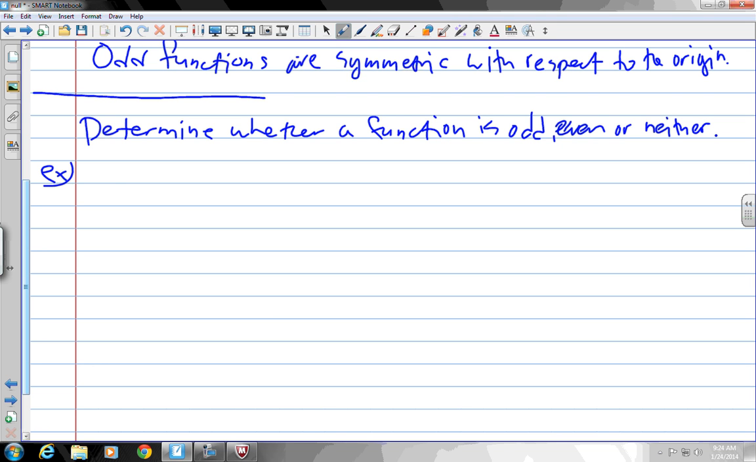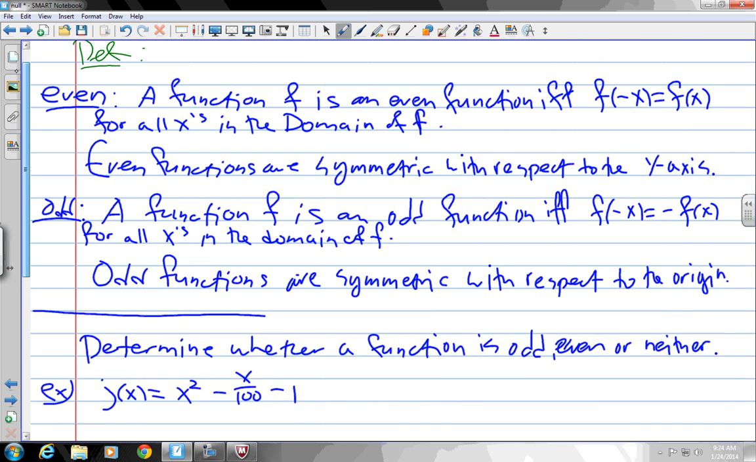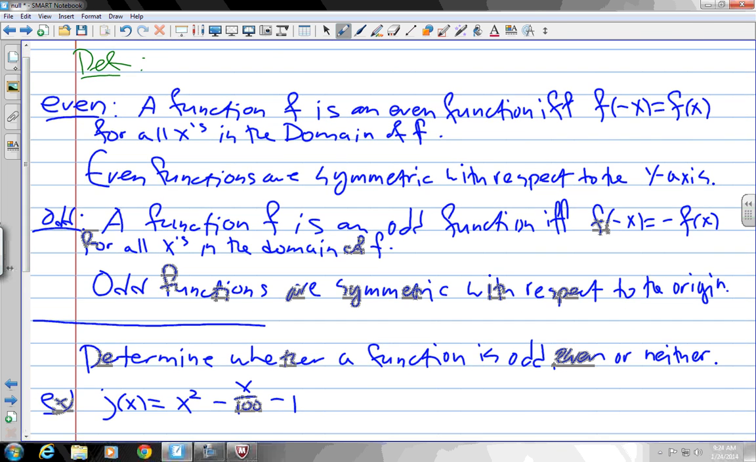So here's an example. Let's say I have a function j of x equals x squared minus x over 100 minus 1. I want to determine whether this function is odd, even, or neither. The way we do that, our definitions for both odd and even start at the same place, f of negative x.